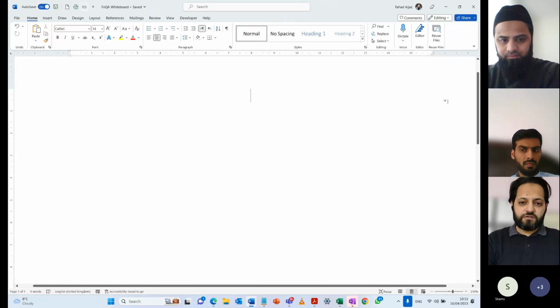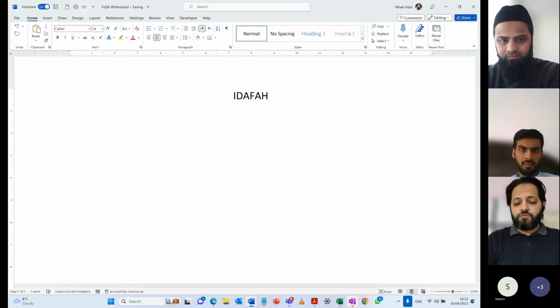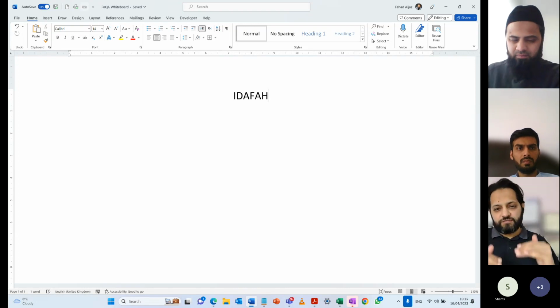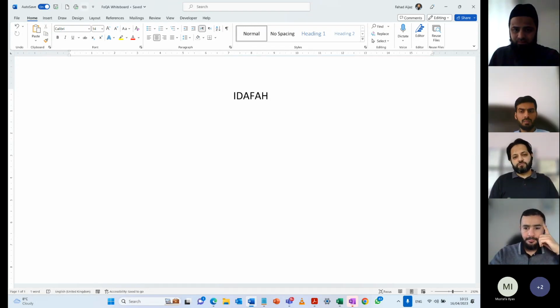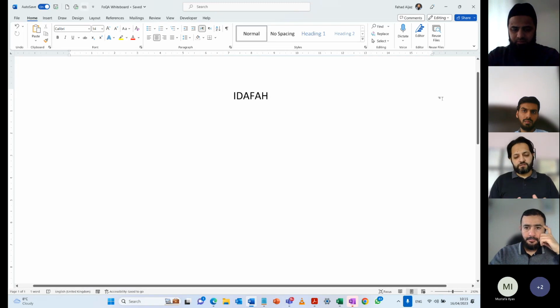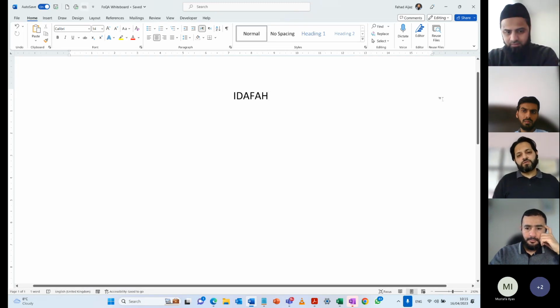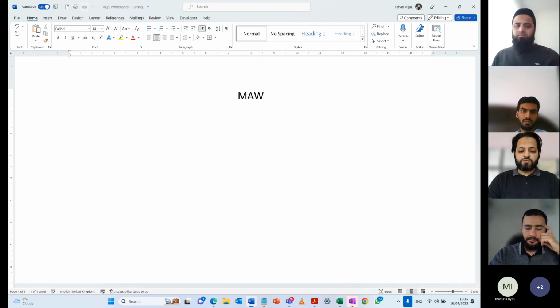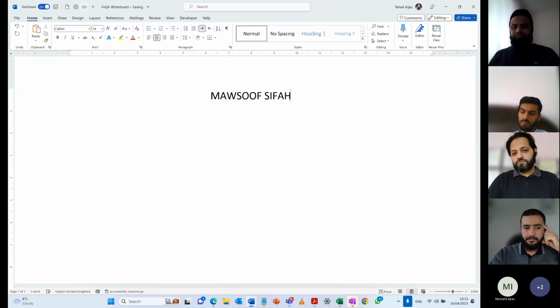So what we have done so far, we have done Idafah, which is a fragment, as we all know. That's the first fragment we did after completing the four properties of Ism, understanding all the fundamentals about the Ism. Now we are moving on to another fragment, which is Mawsoof Sifah.